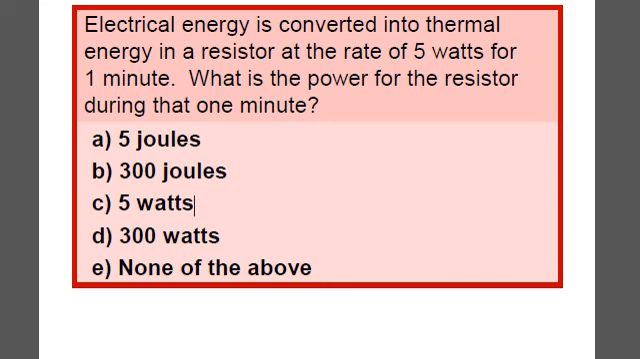So with this first question, we've got electrical energy converted into thermal energy at the rate of 5 watts. What's the power? They want to know. And power, by definition, is the rate at which energy is transferred or the rate at which energy is converted. So they say the rate at which energy is converted is 5 watts. So by definition, the 5 watts is the power. And that would be answer C.